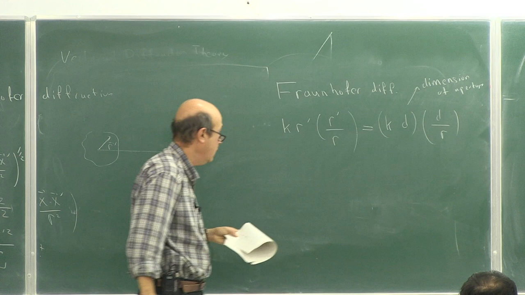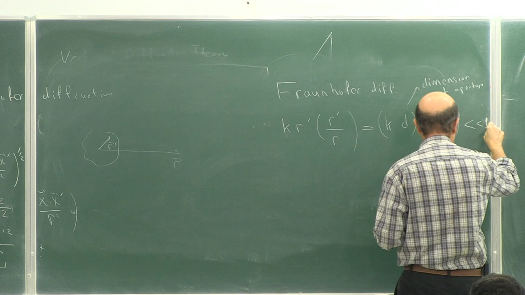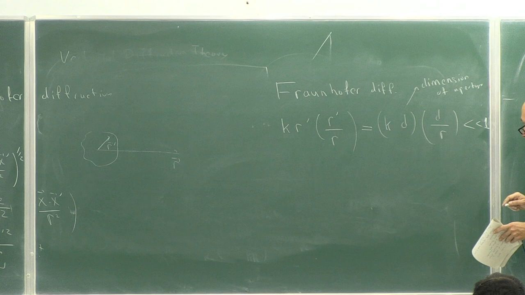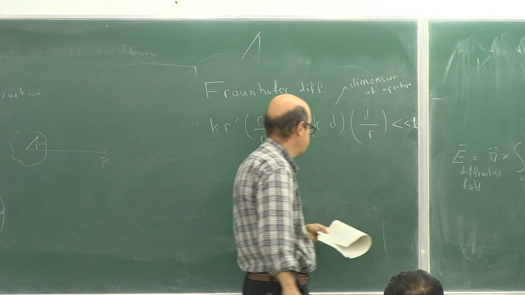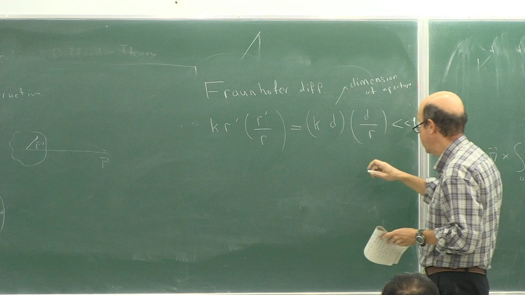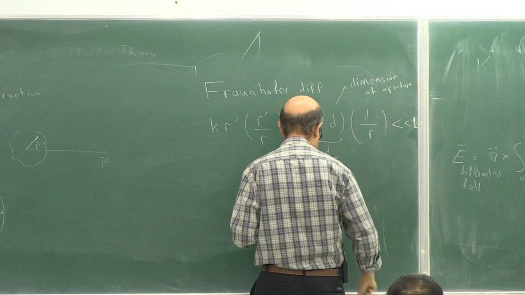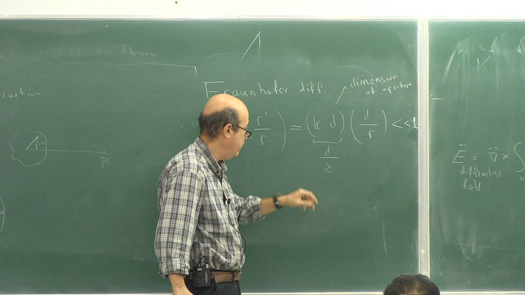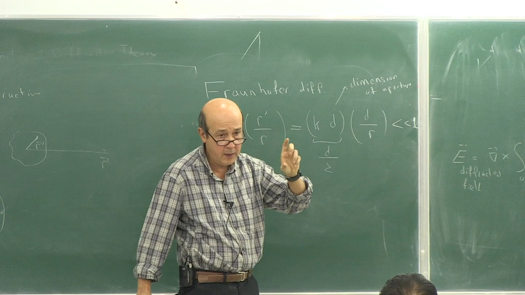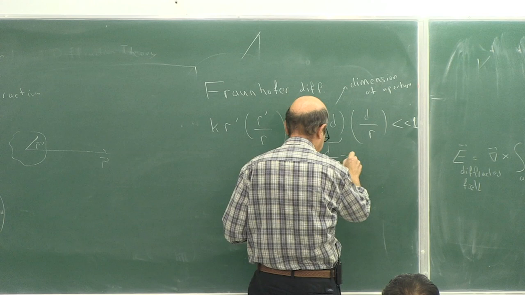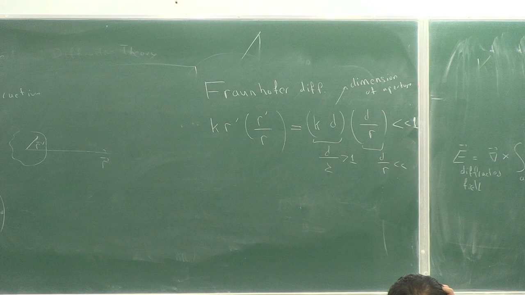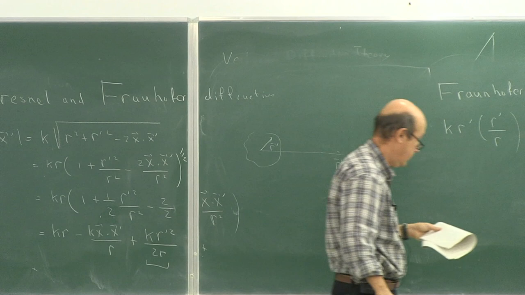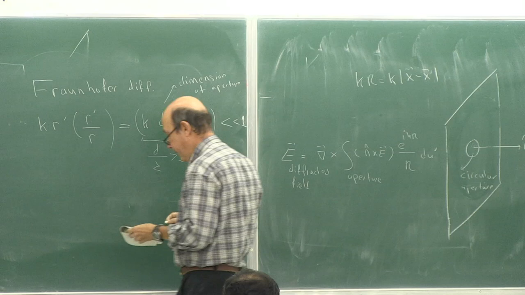In Fraunhofer diffraction, this value is very small. What is the meaning of this? D is much smaller than r. How is this scaled? It is scaled with D over wavelength. What is the relation between D and wavelength? Actually D, the dimension of the diffracting aperture, is greater than wavelength in general. But D over r is much, much smaller than 1, and overall this whole term is ignored. The second term in the expansion is ignored, and it is called a small diffracting system.